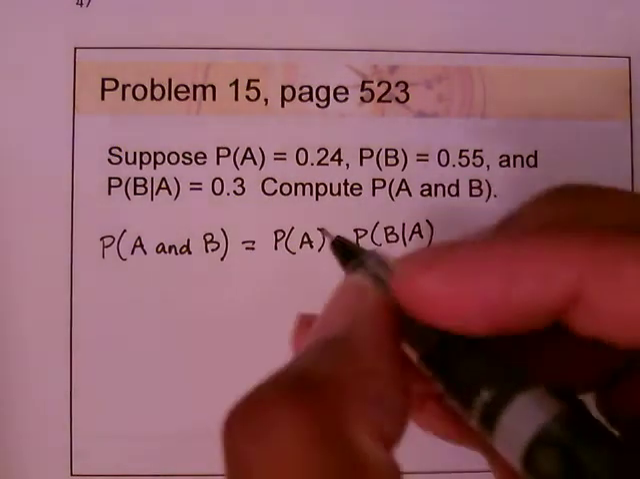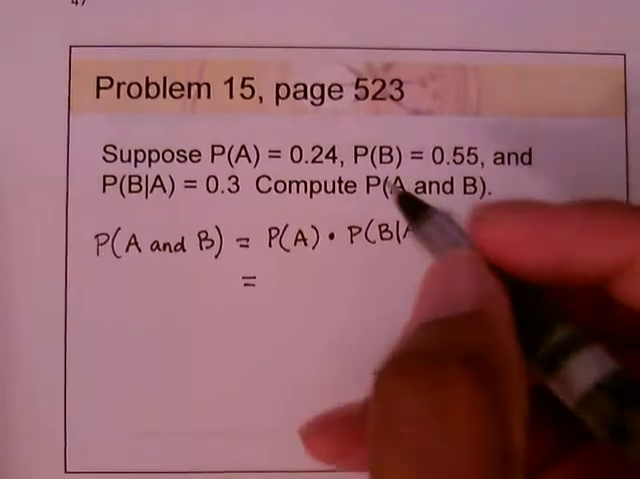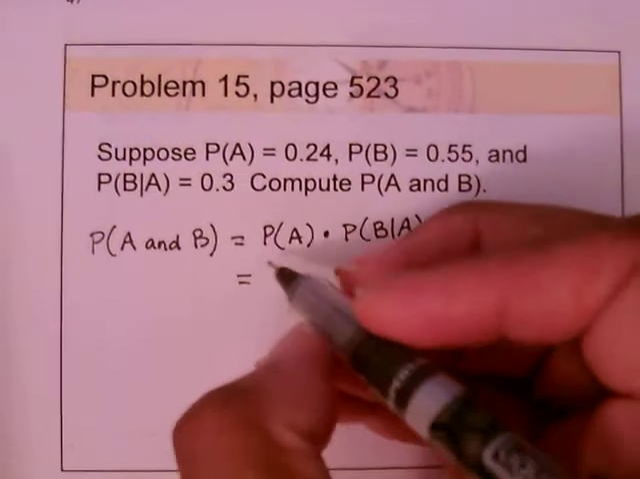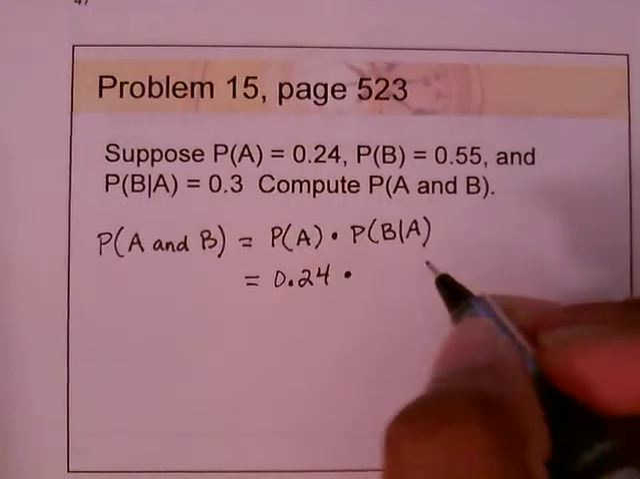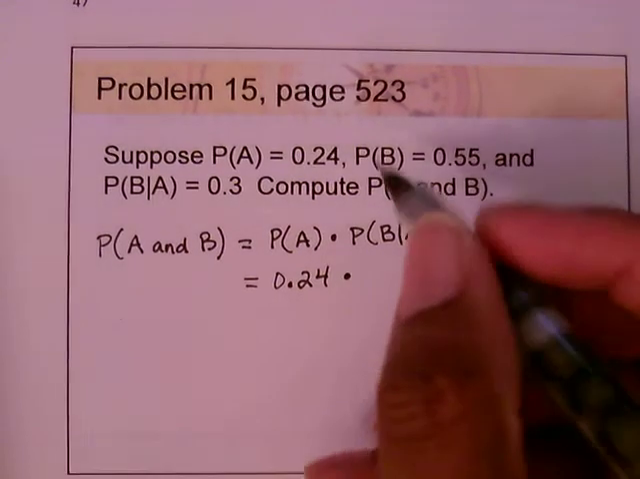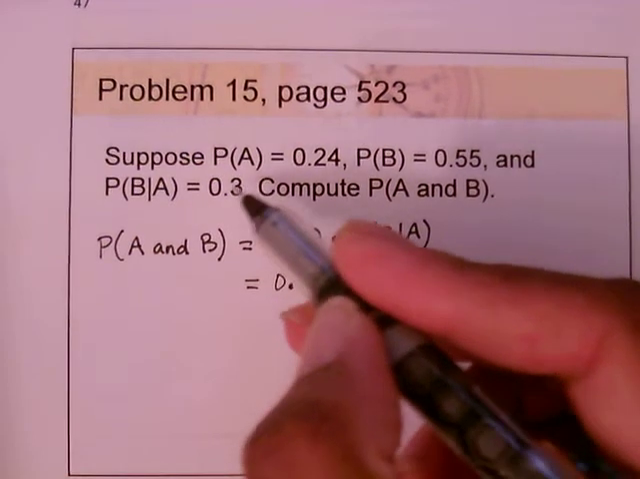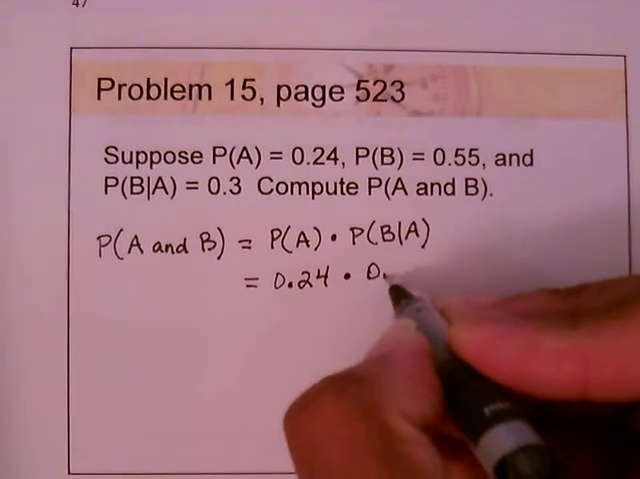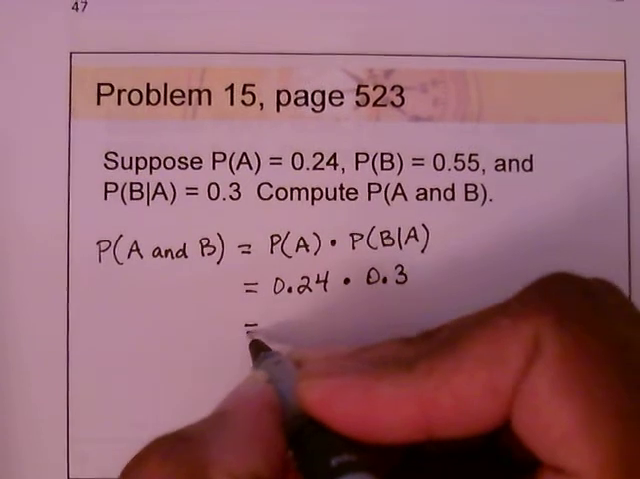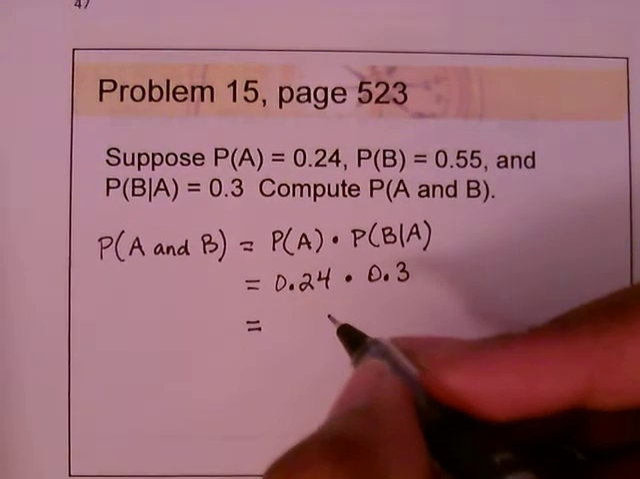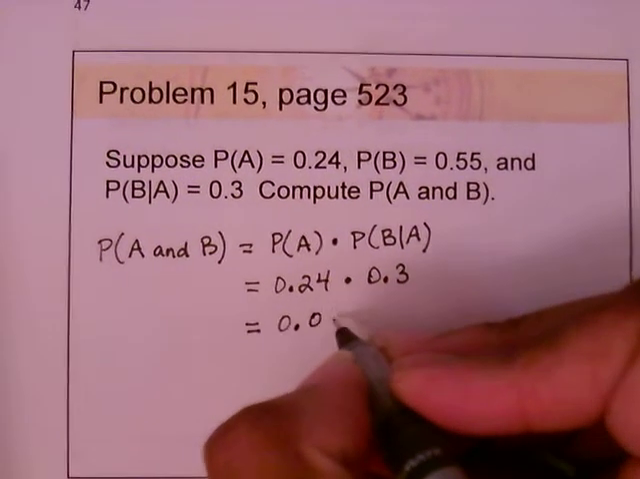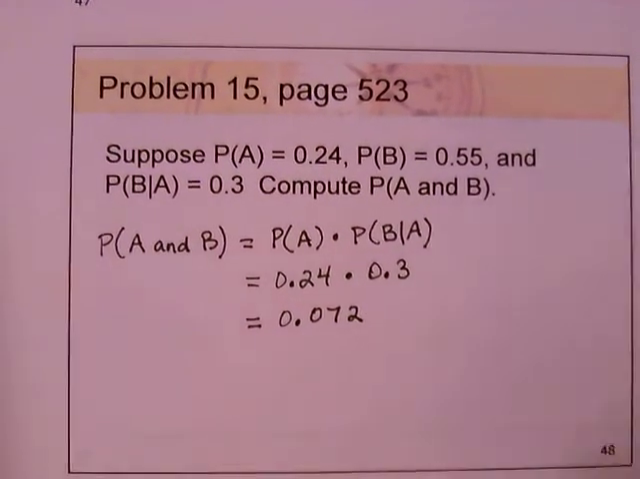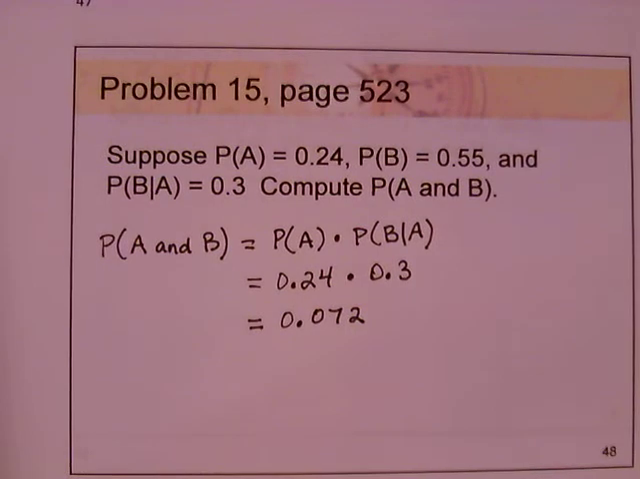To find this out, the probability of event A, that's 0.24. That's given to us. We're going to multiply the probability of event B, given that A has already occurred. Well, we already know what that is. That's 0.3. Again, that's given to us. So 0.24 times 0.3 would be 0.072. So the probability of A and B would be 0.072.